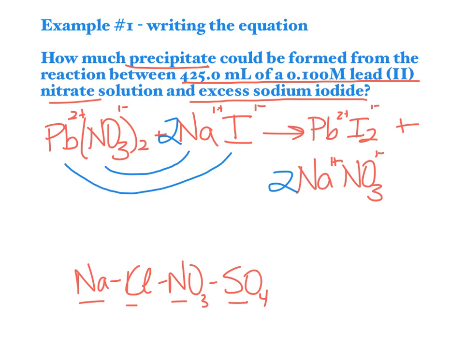So using this rule, this compound right here, which has both sodium and nitrate in it, is most likely soluble. So that one is going to be aqueous, (aq), which means it's in solution. If there's a precipitate, it's got to be the other one. The PbI2 has got to be our solid. So now we know what our precipitate is that we're trying to find. We have our balanced equation, and now we're ready to move on to the next step.